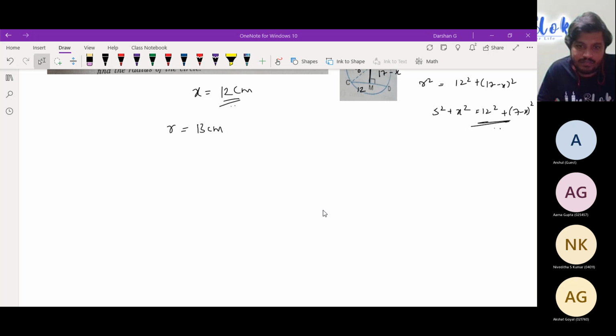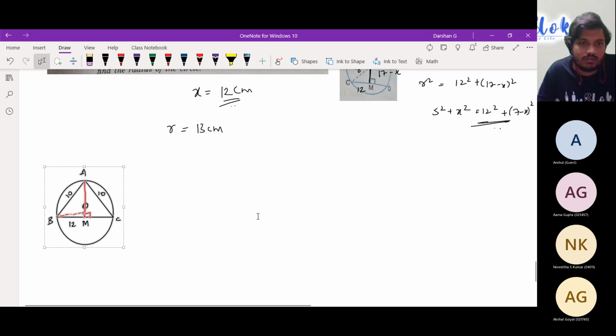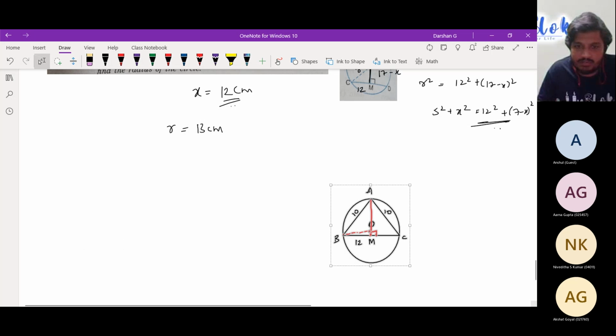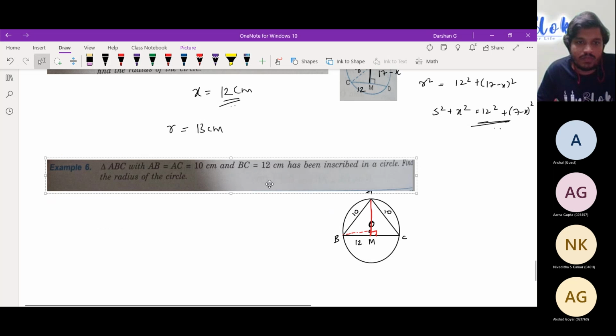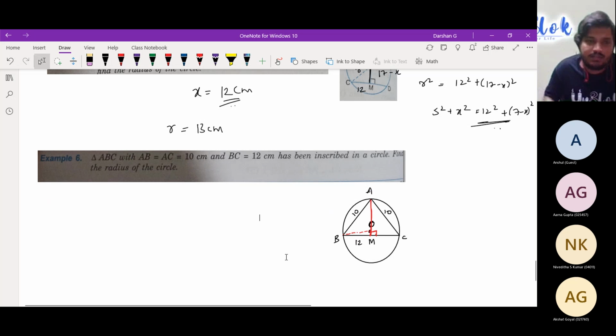Okay, next question. The diagram is not so neat, so I have drawn the diagram myself. So yeah, this is the diagram. We'll also paste the question. ABC is a triangle. AB equals AC equals 10 centimeter. BC is equal to 12 centimeter. The triangle has been inscribed in the circle, find the radius of the circle.